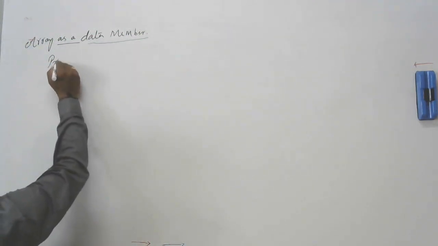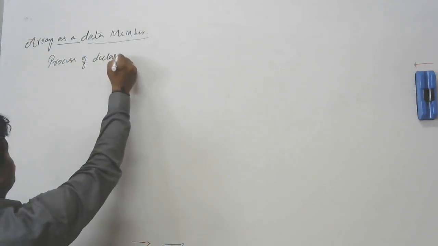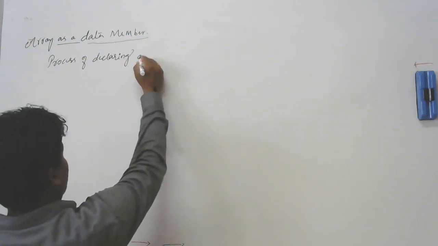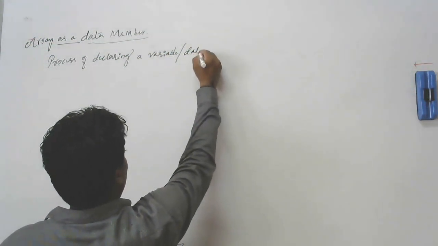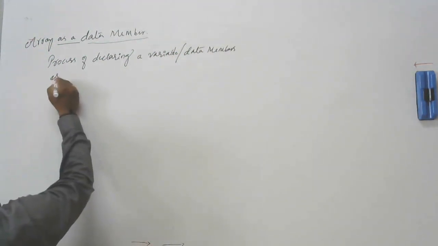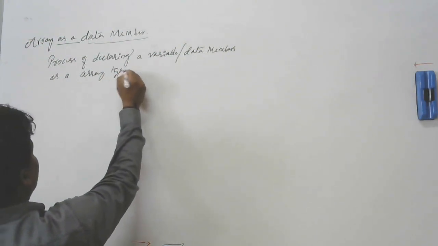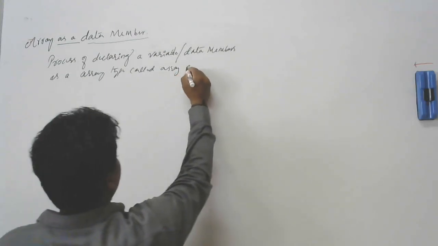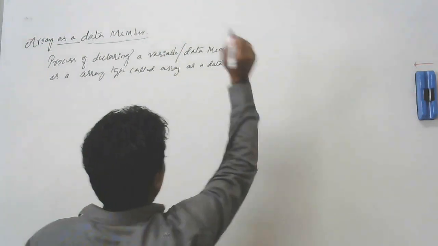It is a process of declaring a variable or data members as an array type, called array as a data member.